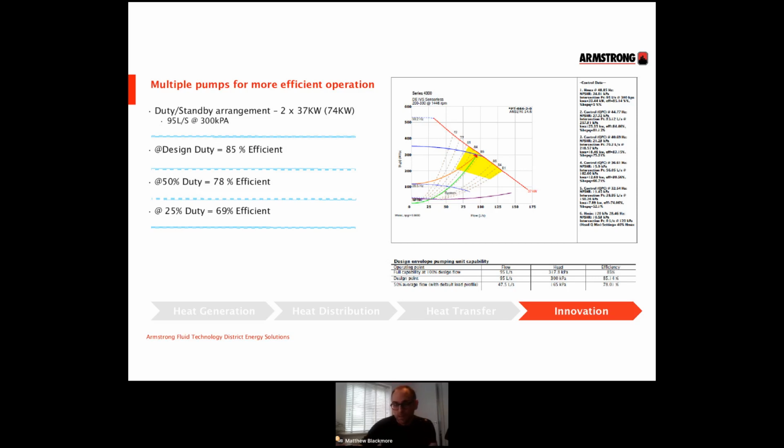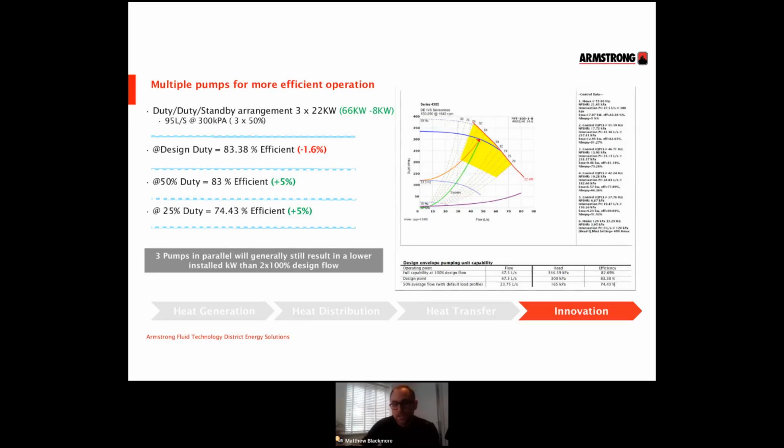If that wasn't the case, and we are just making a like-for-like replacement with a slightly different approach. So if you can just note on this slide, we've got 2 37 kilowatt pumps selected at duty standby. That gives a total installed capacity of 74 kilowatts. So at 100% design duty, we see 85% efficiency. At half and quarter, that drops down to 78 and 69.